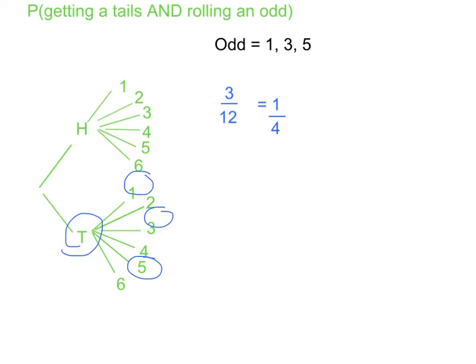We just demonstrated that we can calculate this probability using a tree diagram. What if we use the previous method to demonstrate our understanding? Again, we're going to use multiplication. The first probability we have to worry about is the probability of getting a tails, which is 1 out of 2. The probability of rolling an odd is 1 out of 2 as well, or 3 out of 6.